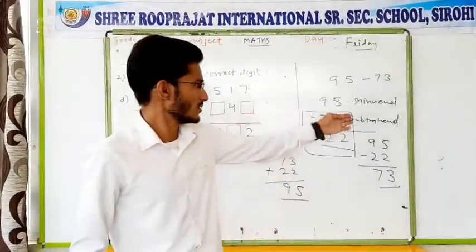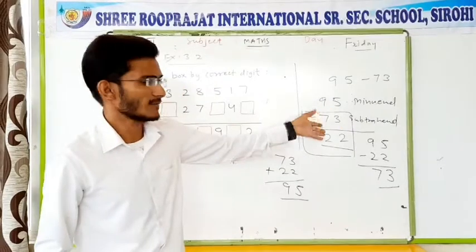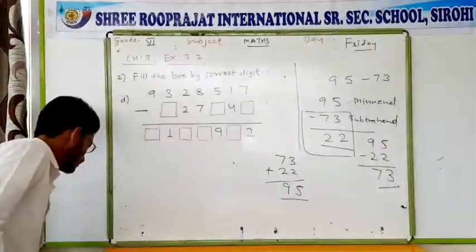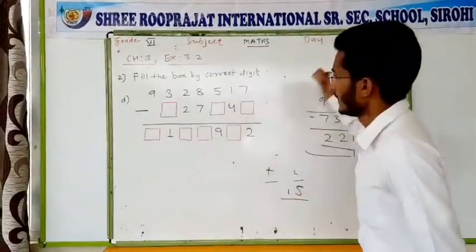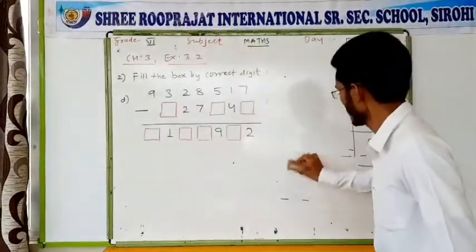Okay? And do not forget, the number we are subtracting is called the subtrahend, and the number from which we are subtracting is called the minuend. Okay? So, move to the question. The question is given: 93 lakh 28,000.